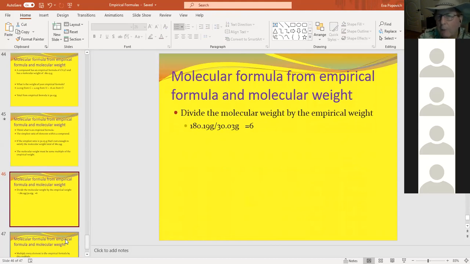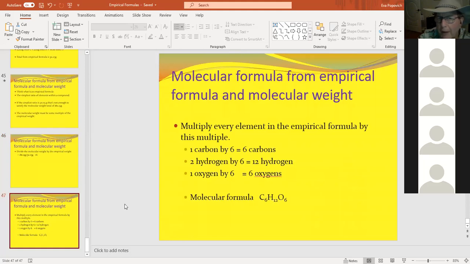Now I've got the multiplier. I then take the multiplier number and multiply it by each of the subscripts in the empirical formula. The carbon gets multiplied by 6. 1 carbon times 6, I get 6 carbons. 2 hydrogen by 6, I get 12 hydrogens. 1 oxygen by 6, I get 6 oxygens. So my molecular formula is C6H12O6.